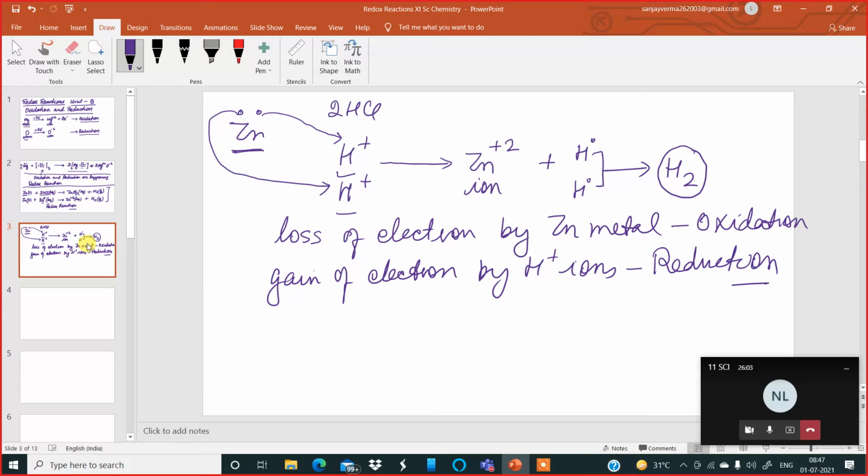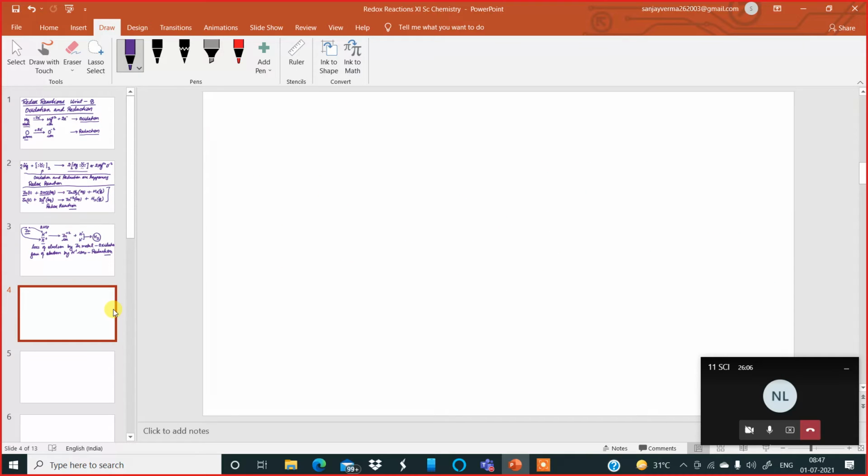Now, let us go to another example. I will take an example where zinc metal is reacted with copper sulfate solution. Now, in your class 8 and 9, you must have learned the activity series of metals, no? Yes? Activity series of metals.